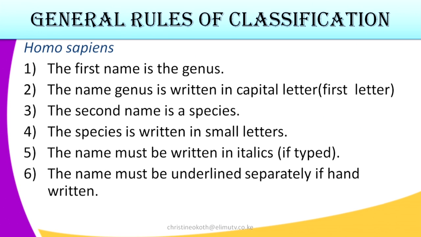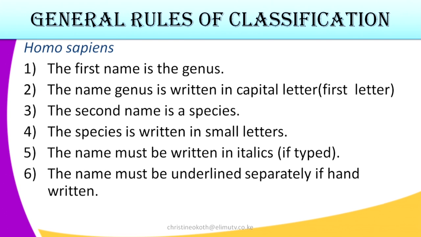So let us look at the general rules that we have to observe when we are naming an organism in science. So, for example, I have a scientific name of a human being which is called Homo sapiens. I am going to use the example so that we can go through the rules of classification. So the first rule, the first name is the genus. In our example, Homo is the genus. Second rule, the name genus is written in capital letter, that is the first letter of the word. If you look at Homo, the first H is written with a capital letter. So you don't write the whole Homo with capital letters, it's just only the first letter.